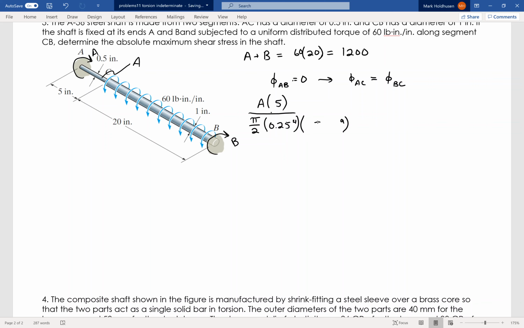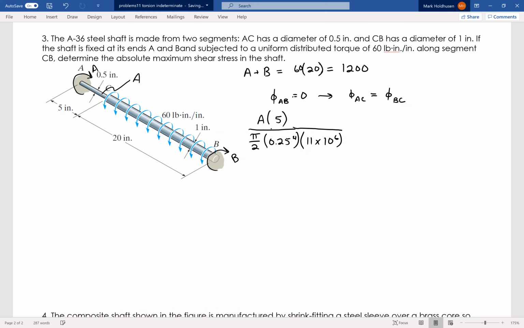And I'll go ahead and put in G since I have it here: 11 times 10 to the 6th. I did the wrong units; I need to use psi here. So 11 times 10 to the 6th psi. But this is going to cancel out because it's the same material on the other side. Now, J is different because the radius is different. However, on the other side, I've got to figure out what the torque is going through B, and it changes as I move down. So I'm going to have to do some integration here, okay?